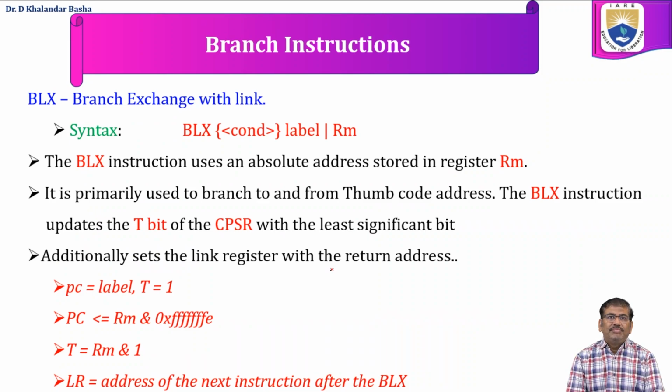The next instruction is BLX, which is branch exchange with link. The syntax of the instruction is BLX{condition} label or Rm. The BLX instruction uses an absolute address which is stored in Rm. It is primarily used to branch to and from Thumb code addresses. The BLX instruction updates the T bit of the CPSR with the least significant bit. Additionally, it sets the link register with the return address.